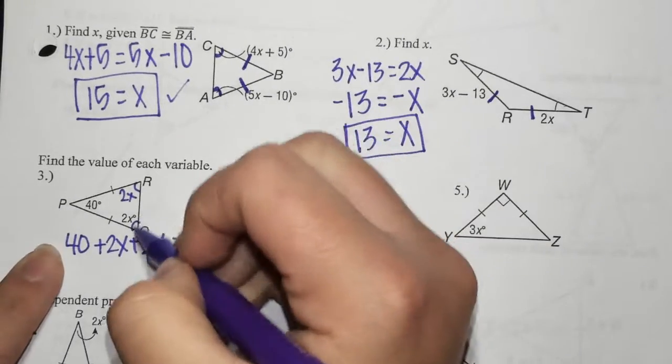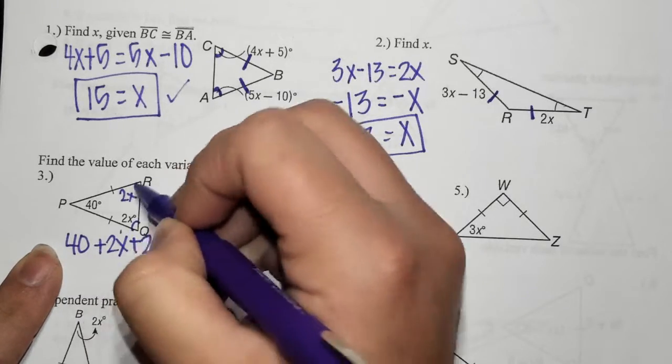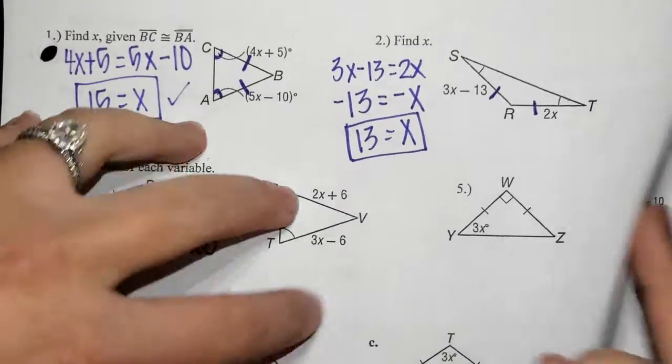Same thing for 5. Okay, so it's just identifying all the angles. You know this one is congruent to this one, so 2x and 2x. Okay, let's flip to the back, and then you can finish these this weekend.